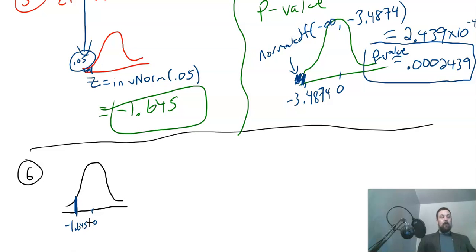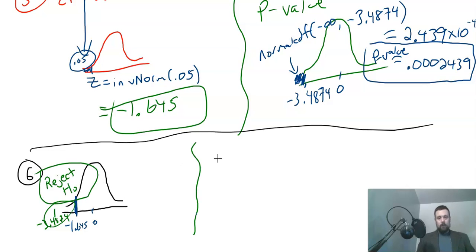-1.645. That's where I'm drawing the line. My test statistic goes further into the left tail, quite a bit, -3.4874, right? It's way over here, further into the left tail. So we reject the null hypothesis. So that's how you would use the critical value to make that initial conclusion.